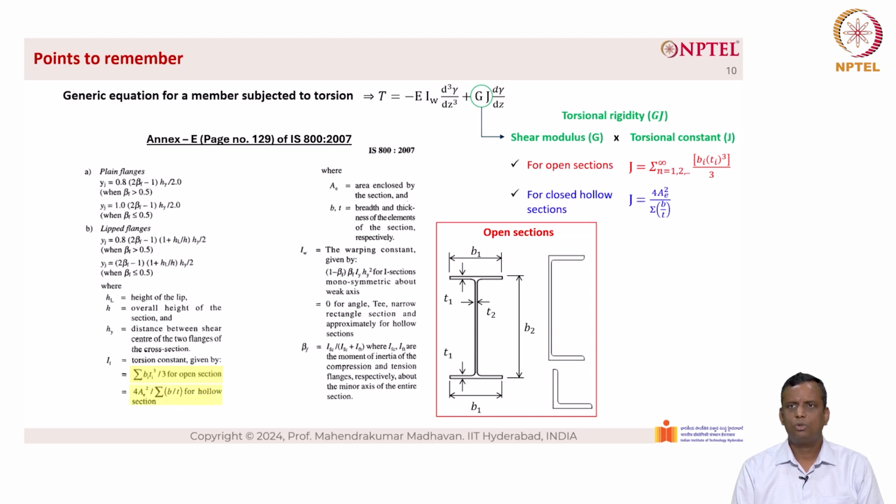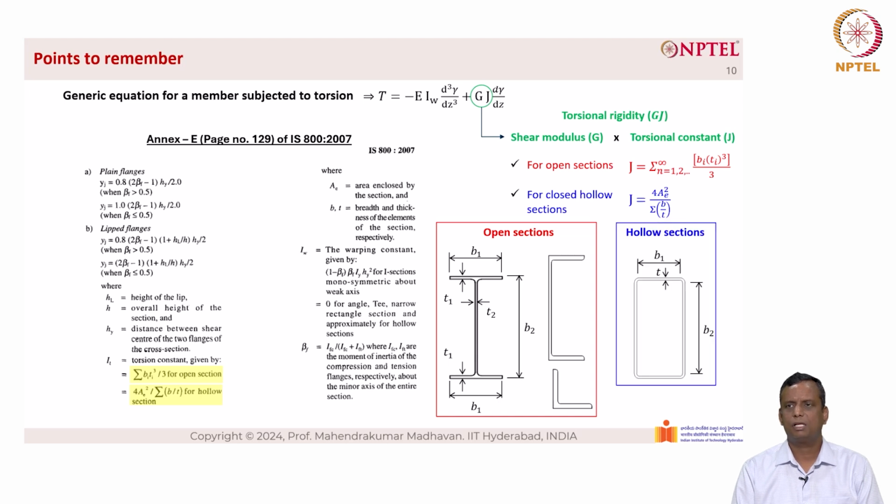And for closed cross sections, J is given as 4 A e square divided by sigma b by t, also given in IS 800, Annexure E, page 129. And hollow sections are basically defined as the sections that are on the right hand side. Basically, it is a closed cross section.